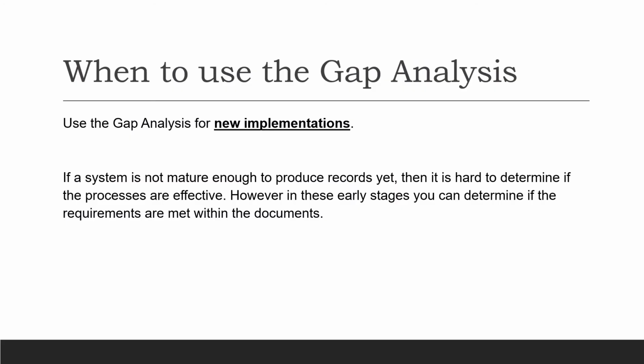So when do you use the gap analysis? You use them for new implementations. If a system's not mature enough to produce records yet, then it's kind of hard to determine if the processes are effective. The evidence that would be used to prove that effectiveness just hasn't had a chance to be generated yet. And instead of proving you have an effective process, the audit report's just going to have a lot of notes about how there were no records to review. However, in these early stages of implementation, you can determine if the requirements are at least met within the documents.